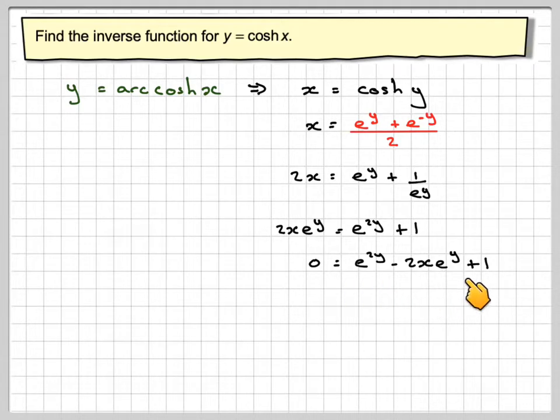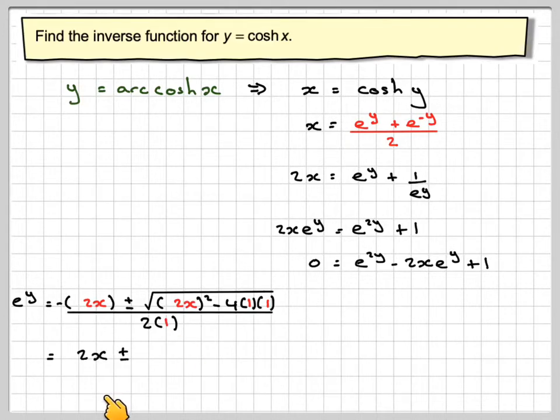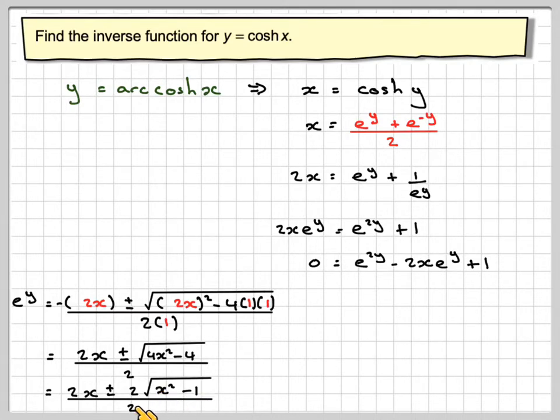So this is a disguised quadratic in e to the y. The coefficients are a is 1, b is minus 2x, and c is plus 1. So we get e to the y will be 2x plus or minus the square root of (2x) squared minus 4 times 1 times 1, over 2 times 1. So that will give me 2x plus or minus the square root of 4x squared minus 4 over 2. Now the 4 can come out, so when the 4 comes out it becomes a 2. So we get 2x plus or minus 2 root x squared minus 1 over 2. The 2s now will come out and cancel the 2 at the bottom.